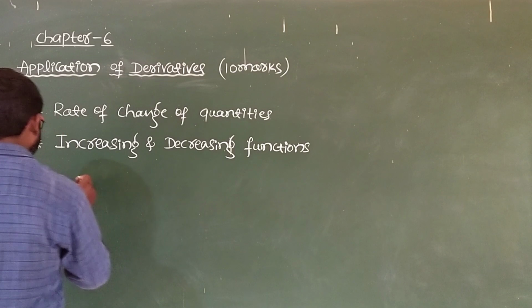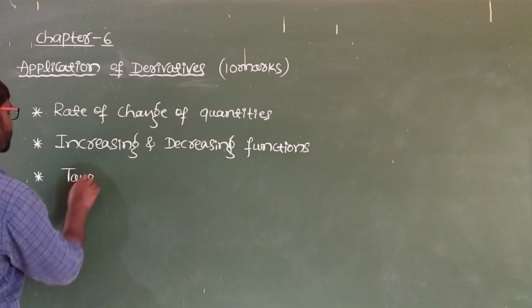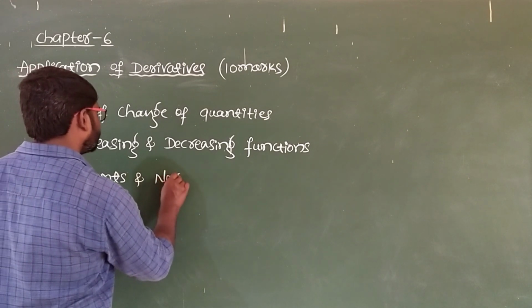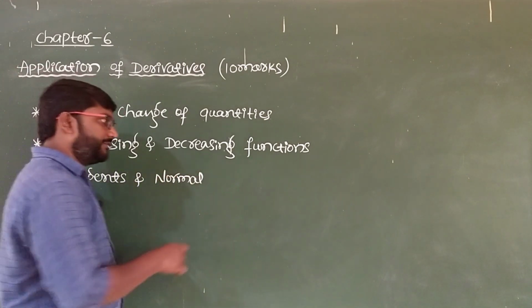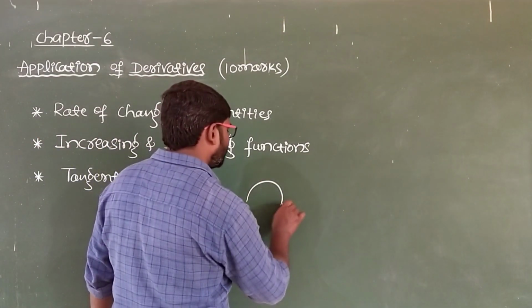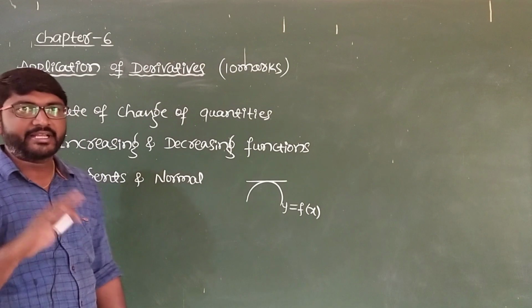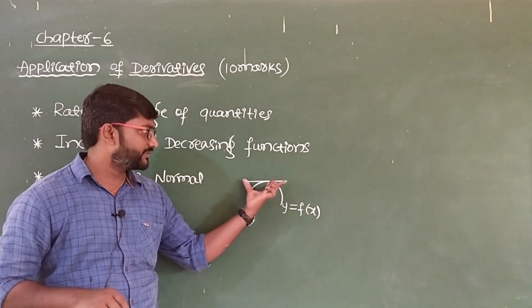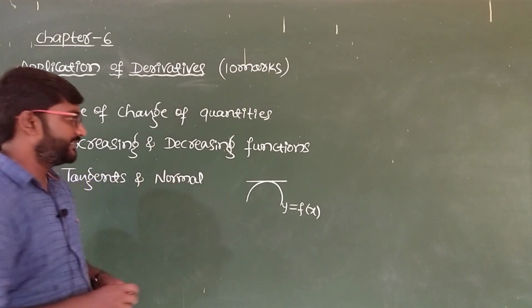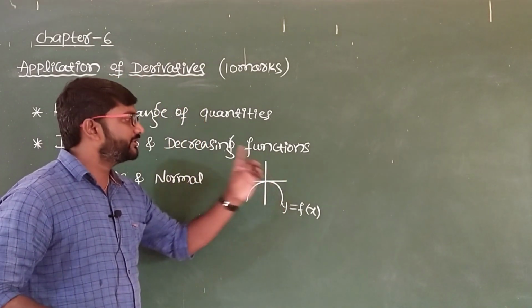And then the next one is tangents and normal. Here if you consider any curve whose equation is y equals f of x, this is going to be the tangent, a line which touches the curve at only one point. To find the equation of this tangent, we are going to make use of the concept of differentiation. This will be the normal, the perpendicular line. This is going to be normal, whereas this is going to be tangent.